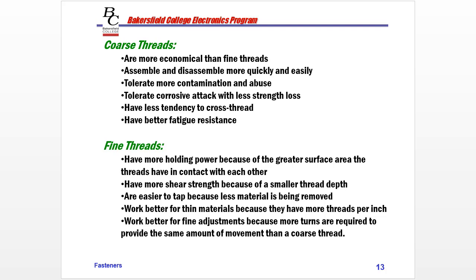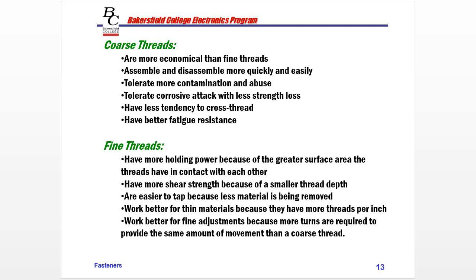They have more holding power because of the greater surface area the threads have in contact with each other. So for example, if we have a machine screw which has 32 threads per inch, that would be a fine thread, a 10-32, 10 is the size, versus a coarse thread, 10-24, for each inch that the screw goes in, we have many more threads. There's actually 8 more threads in that inch from 24 to 32. So it has more holding power and more contact.